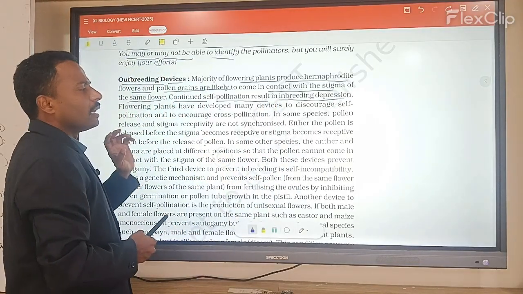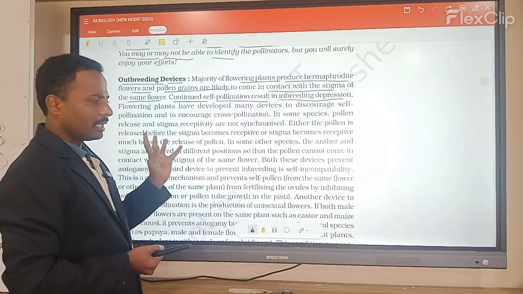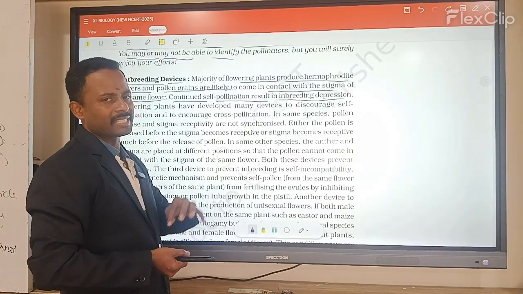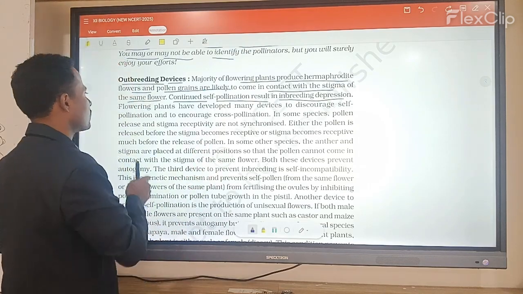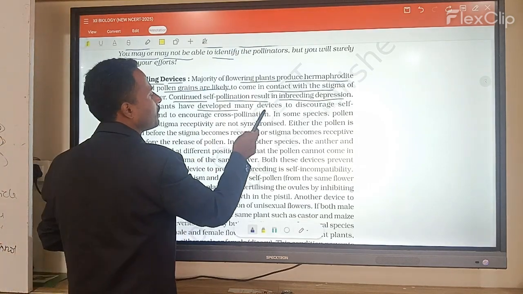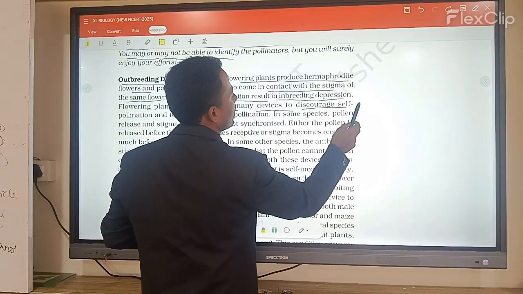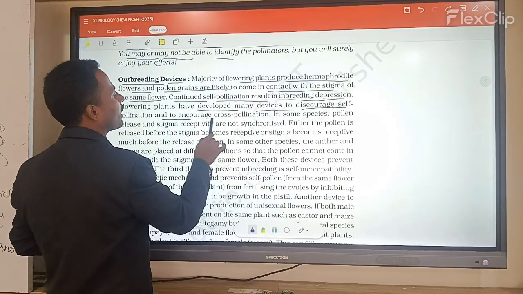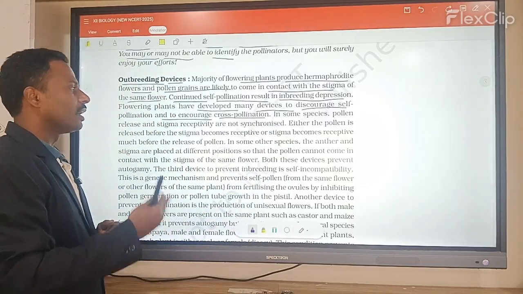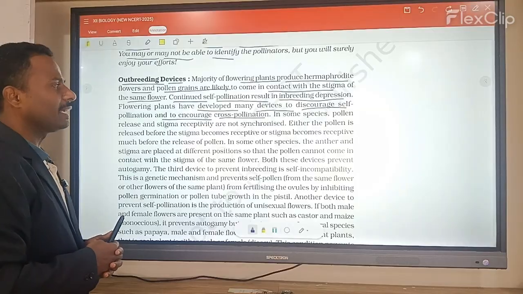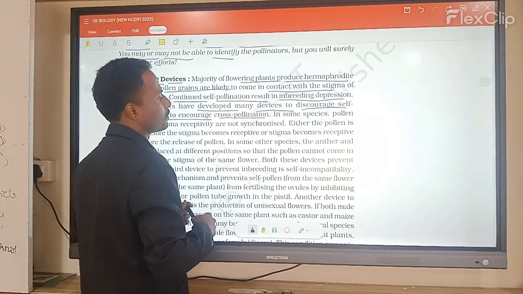Here, when the pollen grains get in contact with the stigma and pollination takes place on the same flower, that is a part of self-pollination. Flowering plants have developed many devices that discourage self-pollination and encourage cross-pollination. Mostly self-pollination is discouraged and cross-pollination is encouraged. Now let us see some species.